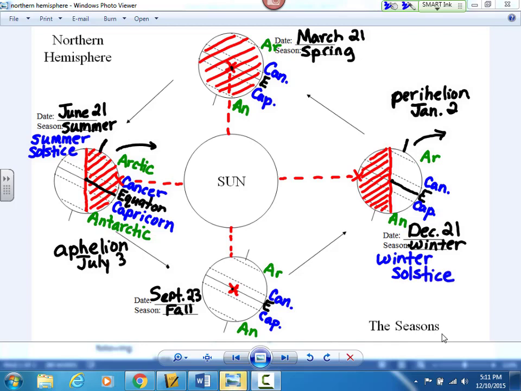Then we have the spring or the vernal equinox, which would be on March 21st. That is when day and night are of equal length. And the autumnal equinox would have to be September, when day and night are of equal length. Okay, that finishes the northern hemisphere picture. Pause here if you need to write this down. I will be erasing to go to the next picture.